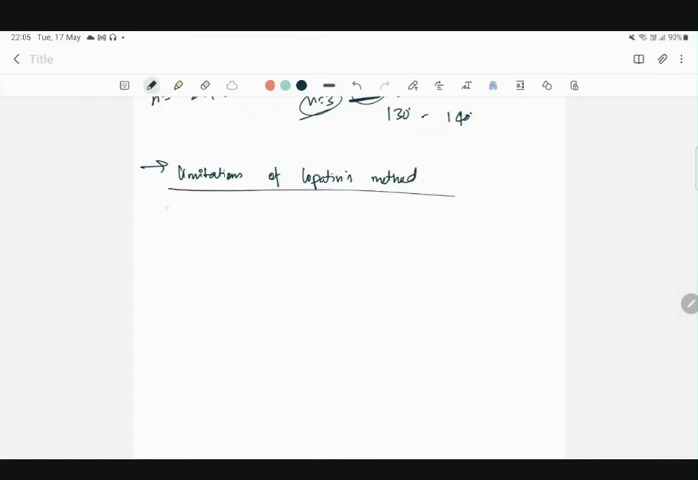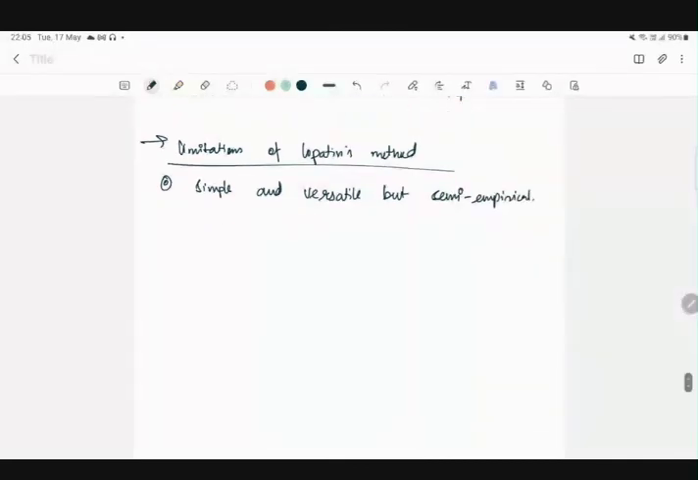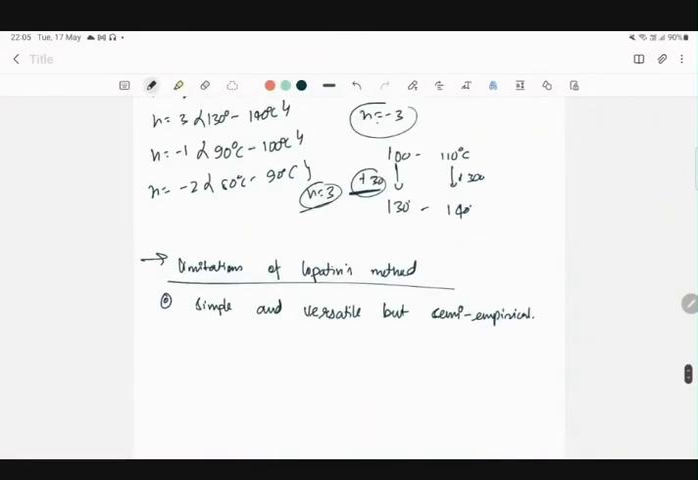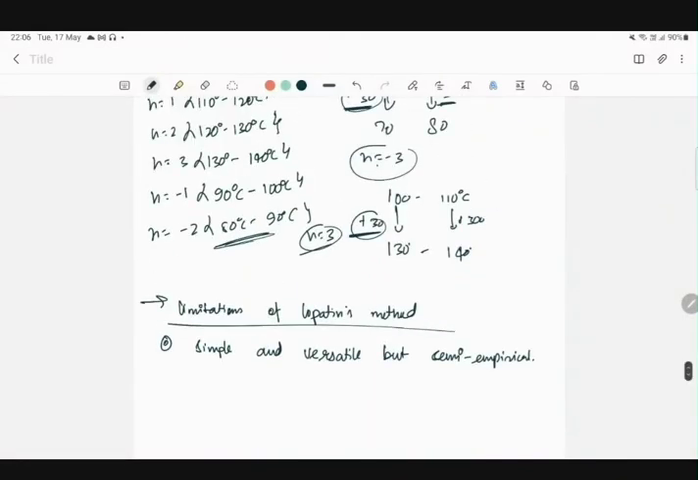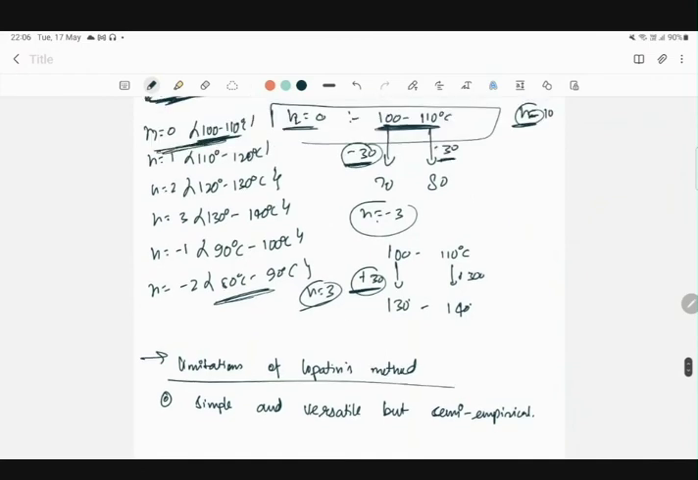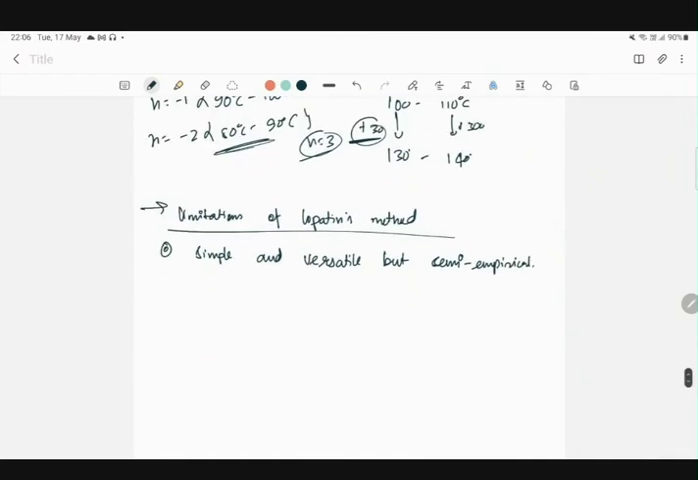The first is that this method is simple, involving simple summation, simple and versatile, but semi-empirical, because it is using ranges. It is not using absolute values. Like n is for a particular range of temperature, not for a definite amount of temperature, and hence this formula for time temperature index is semi-empirical.